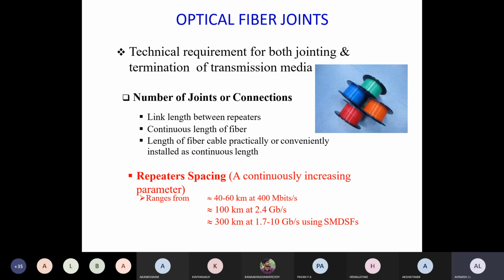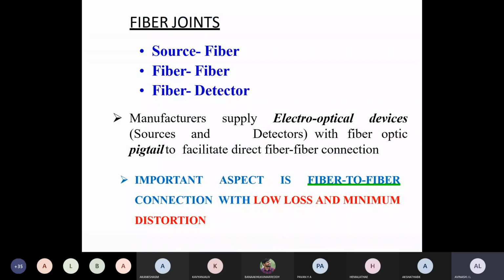So we'll move on to the next thing: fiber joints. There are 3 types of fiber joints: source to fiber, fiber to fiber, and fiber to detector joints. That means we require joints in 3 places.